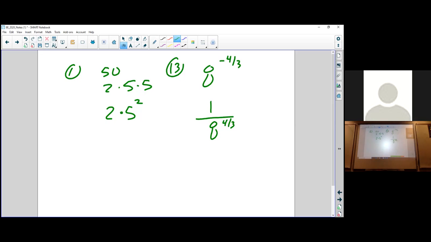What is the third root of 8? 2. So you get 1 over 2 to the 4th. And then 2 to the 4th is 2 times 2, which is 4, times 2, which is 8, times 2, which is 16.